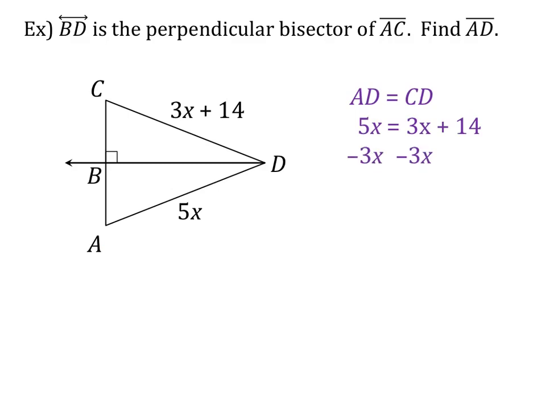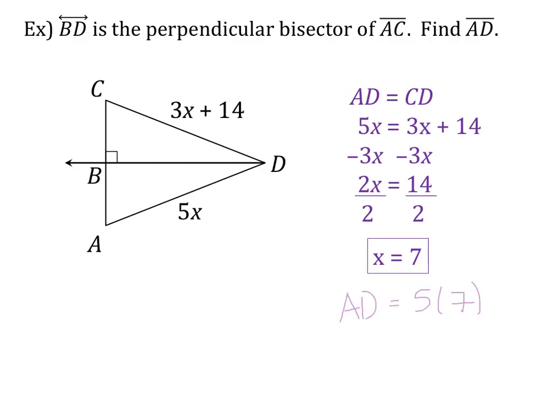First, I'm going to subtract 3x from both sides, and that gives me 2x equals 14. When I divide both sides by 2, then I find that x is equal to 7. So I need to plug in to find AD. So since AD is 5x, then that's going to be 5 times 7. And so I find that AD is equal to 35.